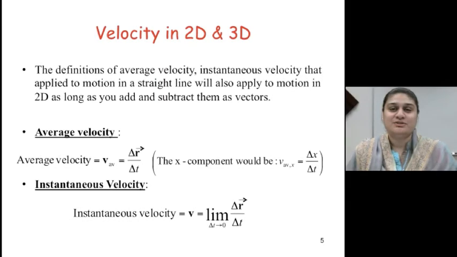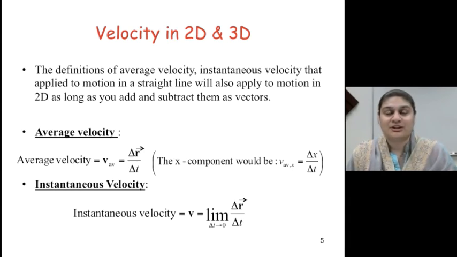So the velocity in 2 dimensions and 3 dimensions. The definition of the average velocity and instantaneous velocity that applied to the motion in a straight line will now also apply to the motion in 2D and 3D, as long as you add and subtract them as vectors. So the average velocity definition now becomes change in r, which is a displacement vector, over the change in time. The instantaneous velocity will now become delta r over delta t in the limit when delta t becomes very, very small.